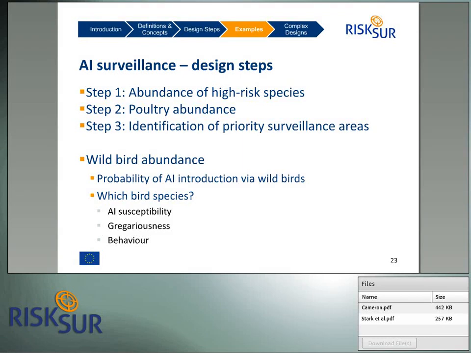Let's start with wild bird abundance. Characteristics such as susceptibility, tendency of living in flocks rather than solitary, and probability of interacting with domestic birds are all relevant for the risk of virus introduction. Based on wild bird testing and also based on experiments, it is further known that not all wild birds are equally susceptible to avian influenza virus infection.